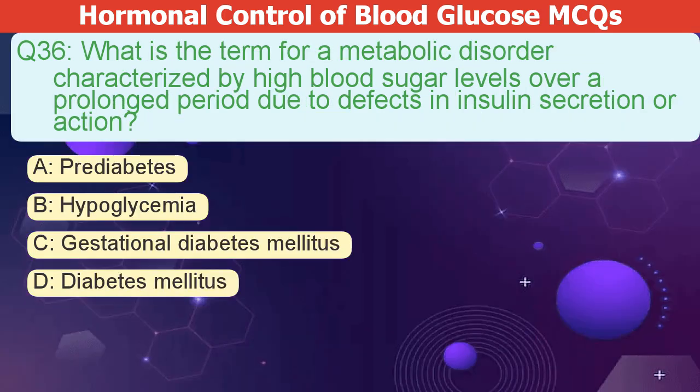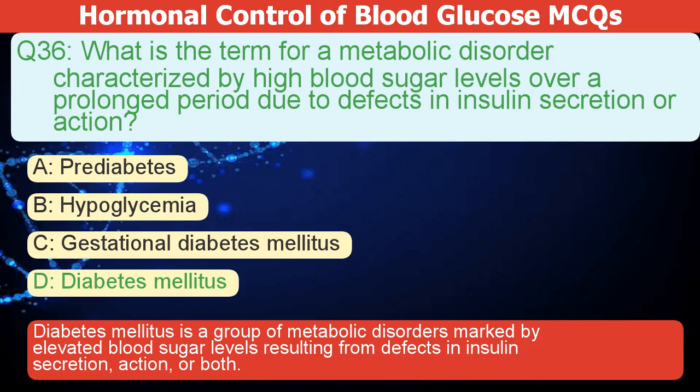What is the term for a metabolic disorder with high blood sugar levels over a long time because of problems with insulin? A. Prediabetes. B. Hypoglycemia. C. Gestational diabetes mellitus. D. Diabetes mellitus. The correct answer is D. Diabetes mellitus is a group of metabolic disorders marked by elevated blood sugar levels resulting from defects in insulin secretion, action, or both.